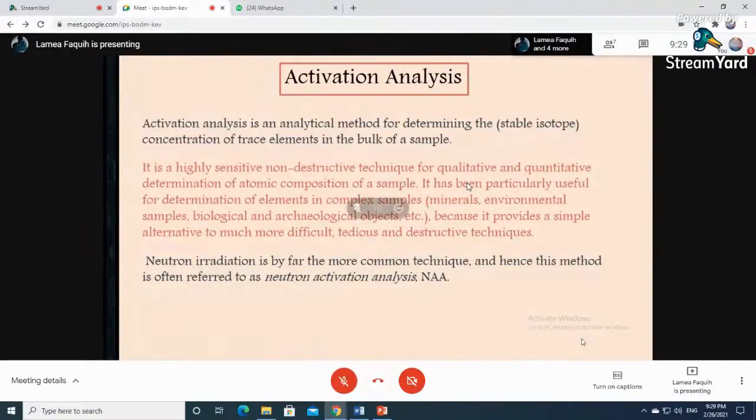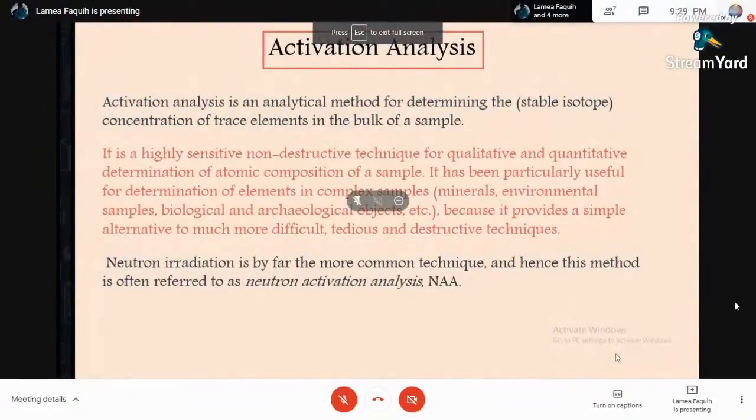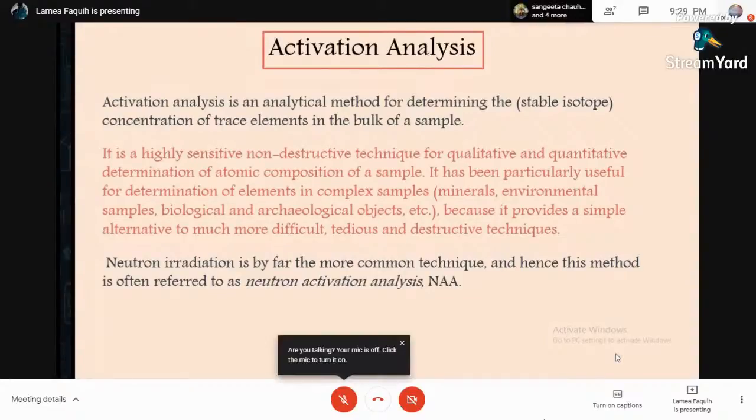Activation analysis is basically an analytical method to determine the amount of trace elements in a bulk sample. So it helps us to understand the qualitative as well as the quantitative composition of any complex sample. Okay, so in activation analysis, the best technique to use, and the most common technique also, is known as NAA.